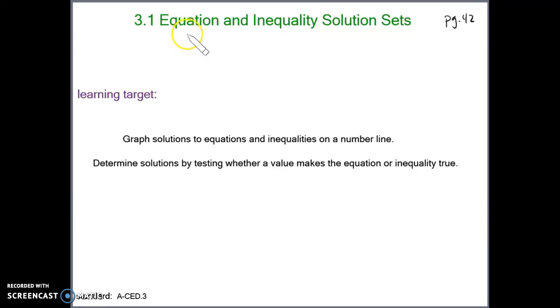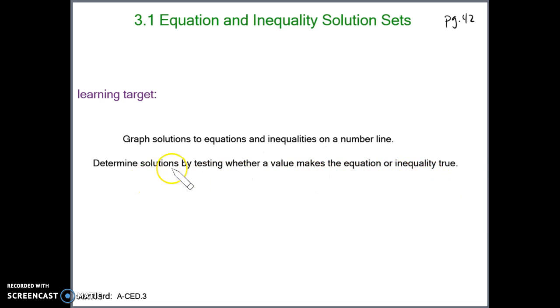Today we're going to learn about equation and inequality solution sets. We're familiar with equation solution sets, but we'll learn about what inequalities are. Our learning target for today is to graph solutions to equations and inequalities on a number line, so represent our solutions graphically, and to determine solutions by testing whether a value makes the equation or inequality true.